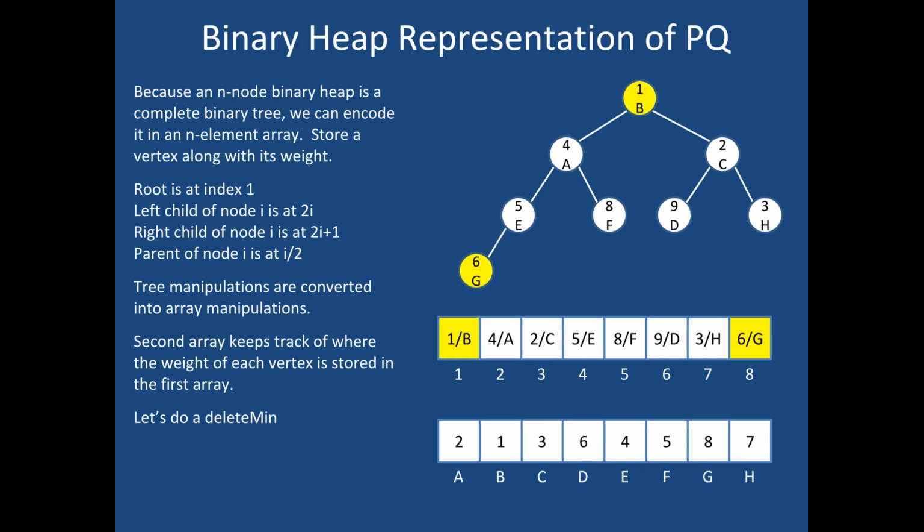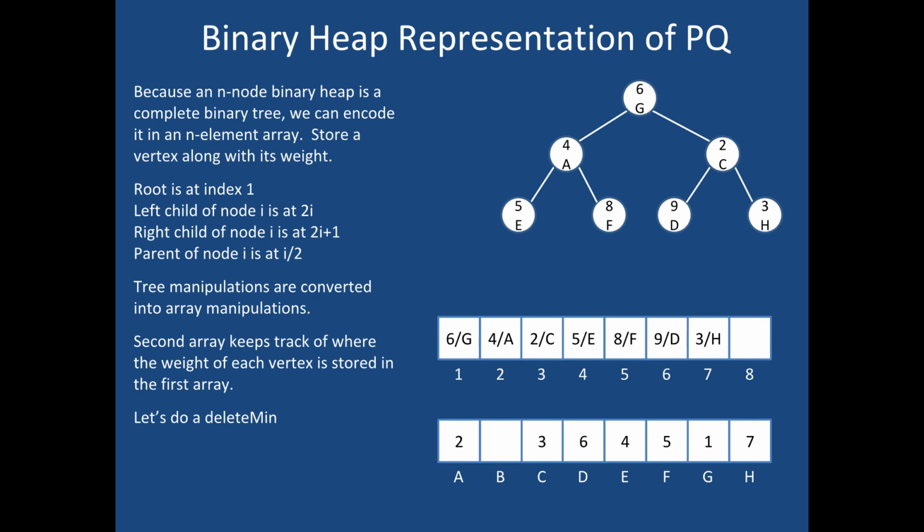So the entry for b disappeared because b is not there anymore. And the entry for g changed from 8 to 1. And so the algorithm becomes slightly more complicated because when you move things around, you've got to keep the indexes in the second array updated. And those indexes are just there so that we can do the update later.